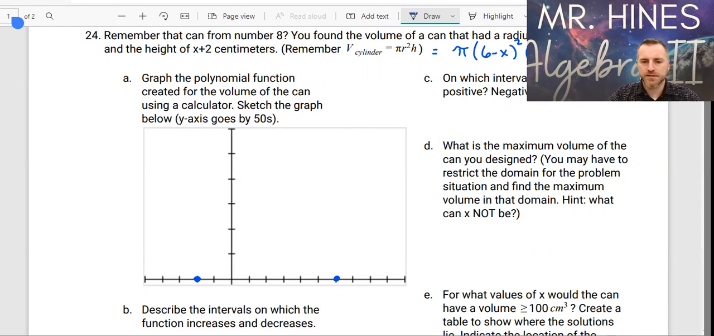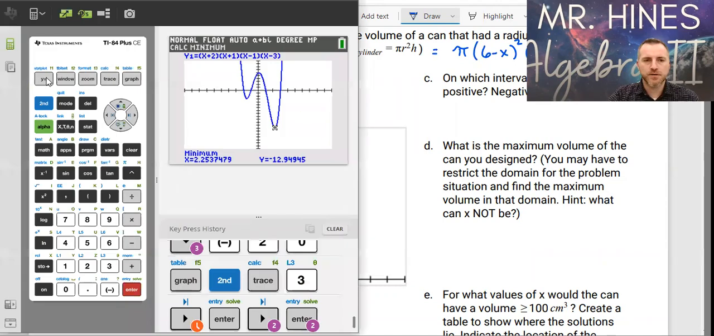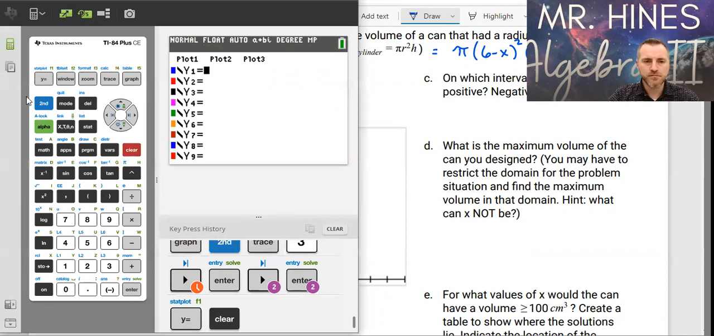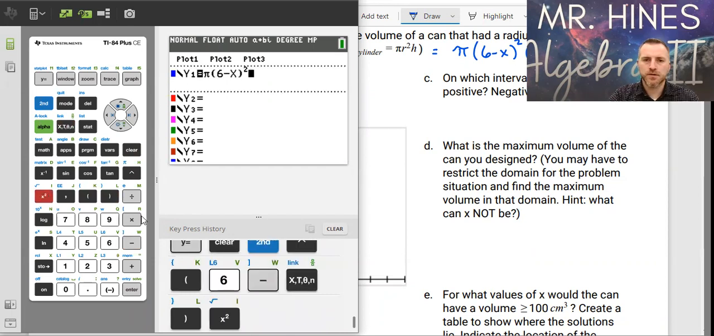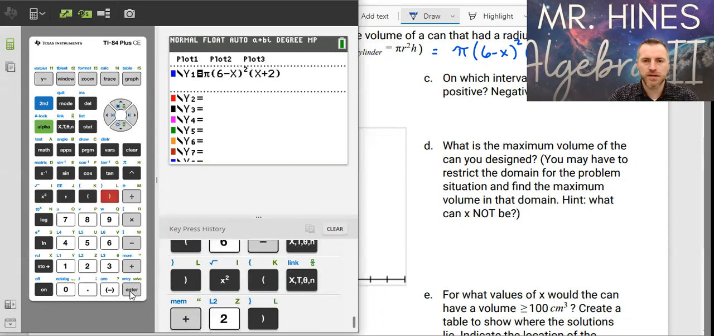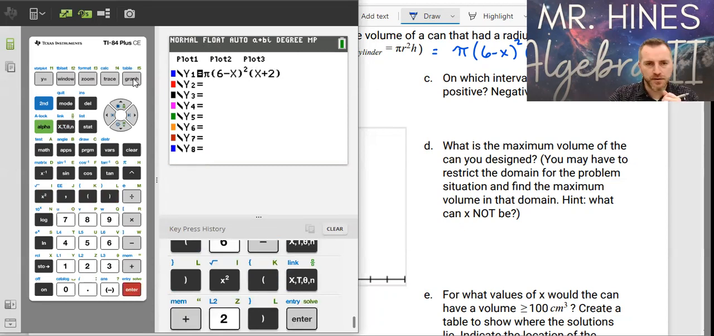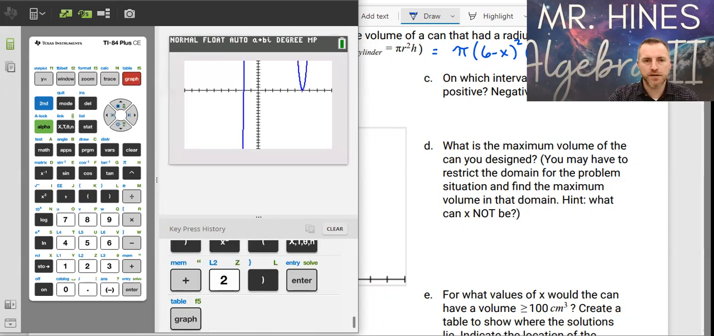Notice it says the y-axis is going by 50 here. So here's what I'm going to do. Pi (6 minus x) squared times (x plus 2). Writing it just the same way. I didn't have to multiply it out or anything. Just writing it in there.